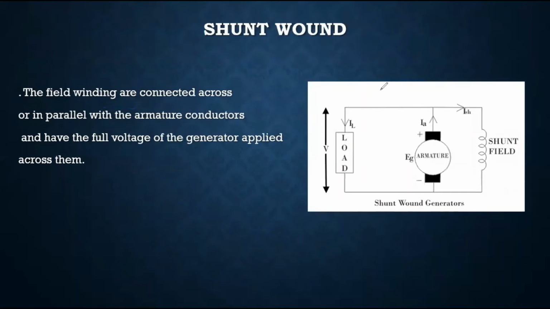So this is a shunt wound generator. You can see here we have the armature of the generator, and we have the shunt field here. Initially, for generating the current, there is a residual magnetism, and because of the residual magnetism, this generator will work and produce armature current. This armature current is again fed to the shunt field. So the shunt field will produce more magnetic field. Again, our armature is placed in the magnetic field.